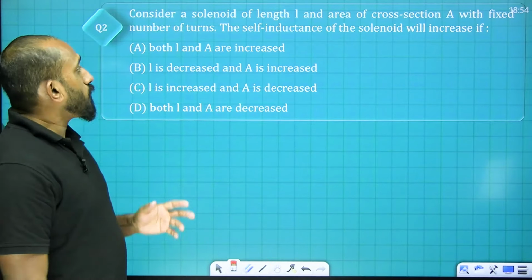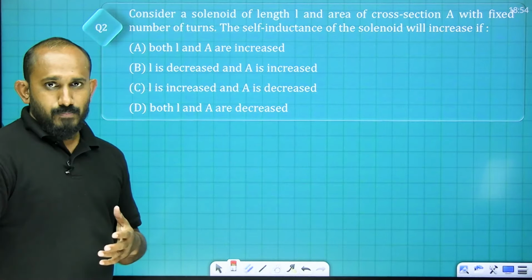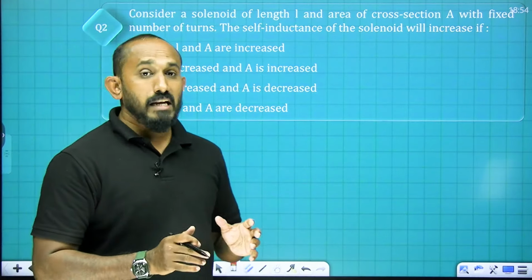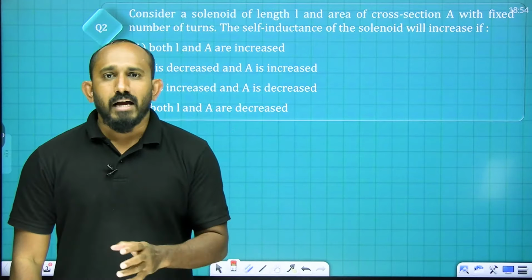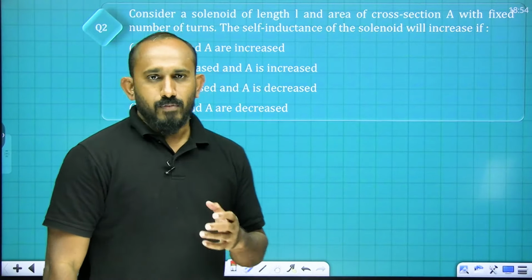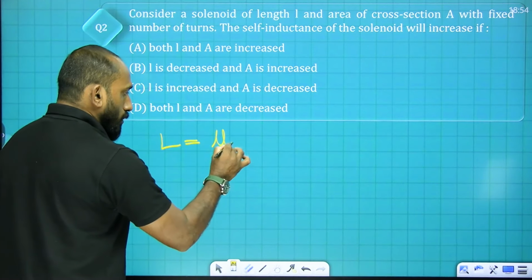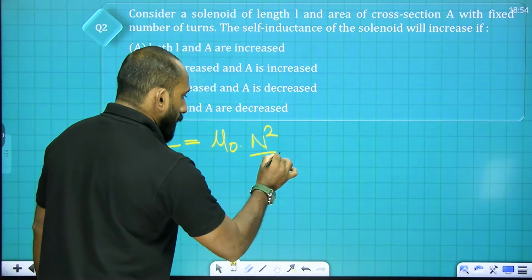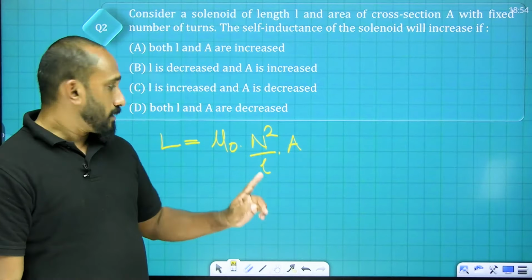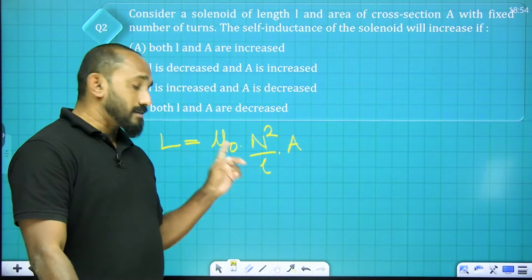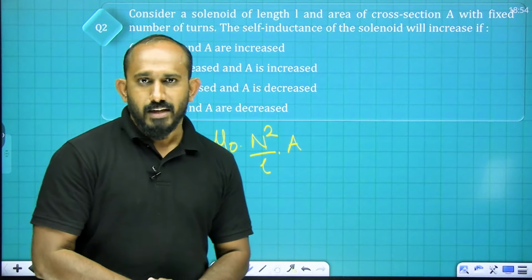Consider a solenoid of length L and area of cross-section A with fixed number of turns. The self-inductance of the solenoid will increase if. You have a 3-mark question to derive self-inductance of a long solenoid. We have this equation for self-inductance: L is equal to mu 0 into N square by l into A, where mu 0 is the permeability of free space, N is the total number of turns, l is the length of the coil, and A is the area of cross-section. We have the basic equation for that.